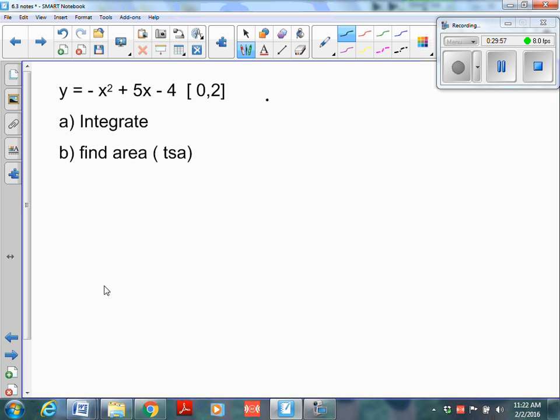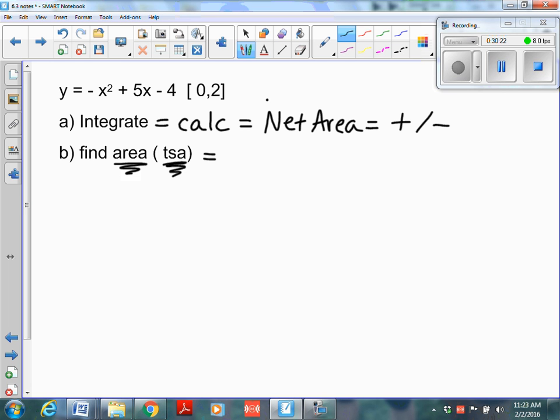Okay, next section, we have 2 more templates. They want you to integrate and they want you to find the total surface area, or area. So let's define what integrate means. When you integrate, if you use your calculator, integrating is basically net area, which deals with pluses and minuses below and above the graph. If they ask you to find area, which is called total surface area, they're going to ask you to find the absolute value of all the sections, or all pluses. Depends on how many sections.